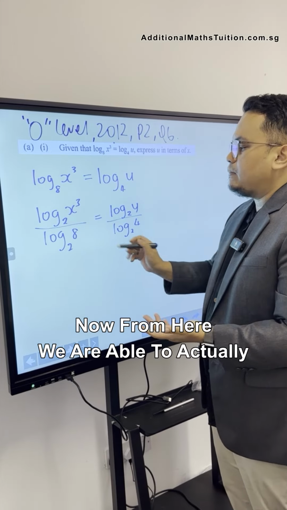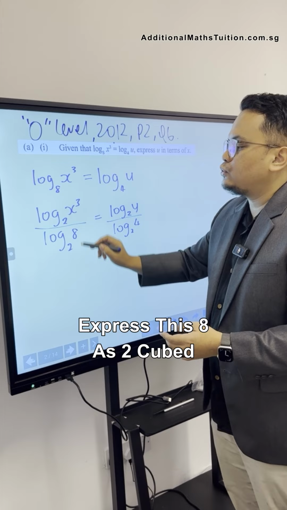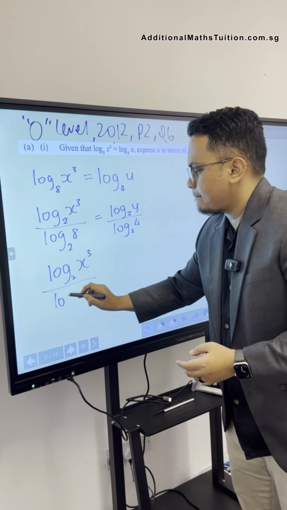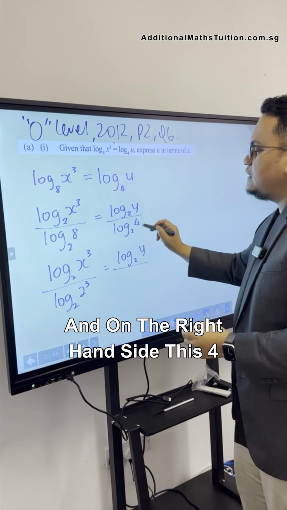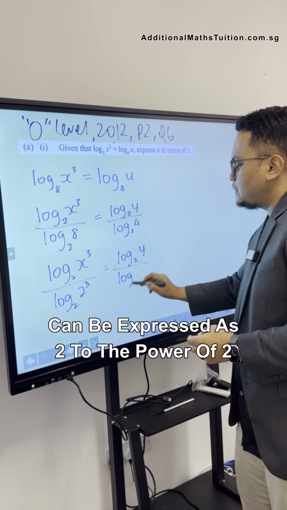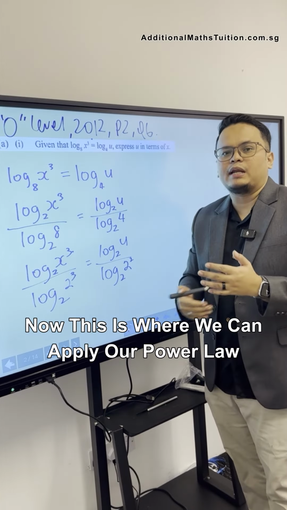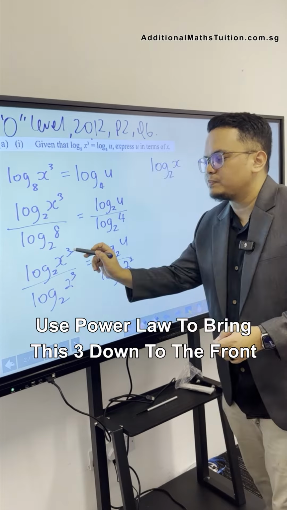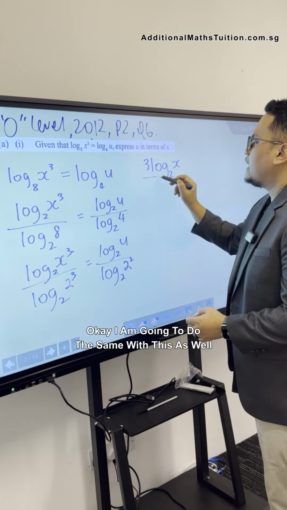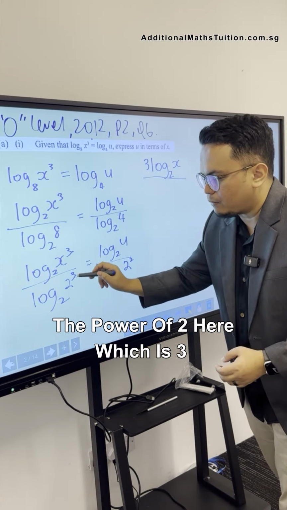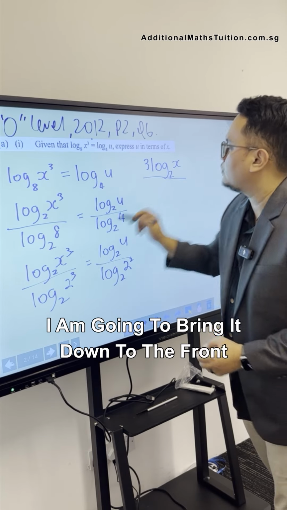Now from here we are able to express this 8 as 2 cubed. And on the right hand side, this 4 can be expressed as 2 to the power of 2. Now this is where we can apply our power law to bring this 3 down to the front. I'm going to do the same with this as well. The power of 2 here, which is 3, I'm going to bring it down to the front.